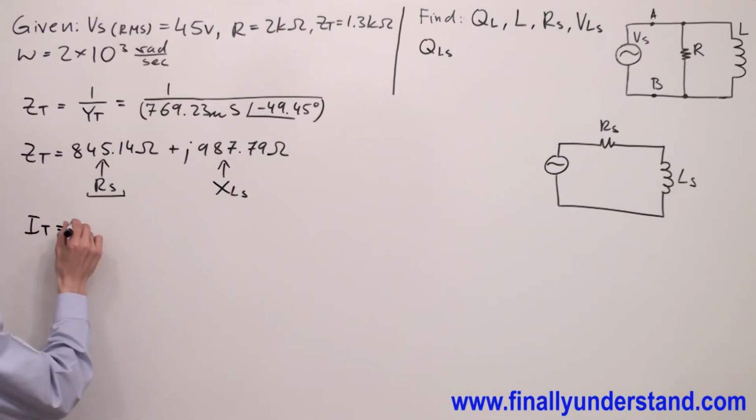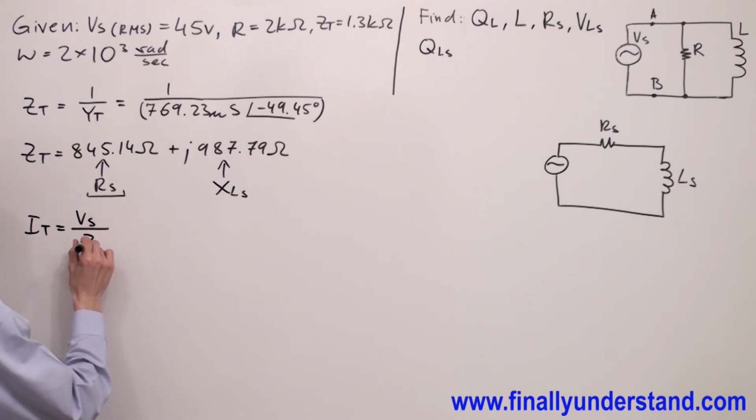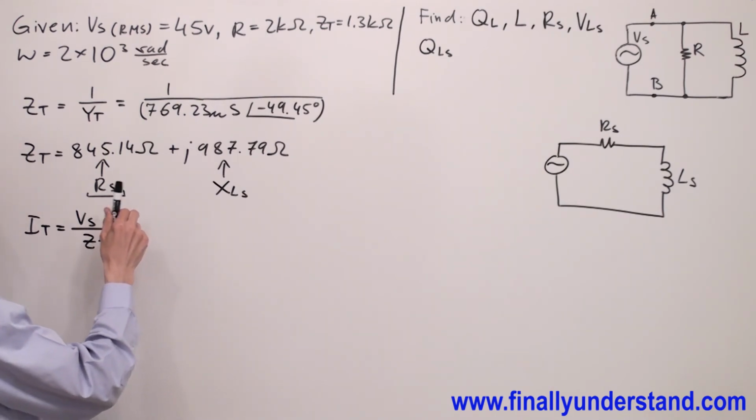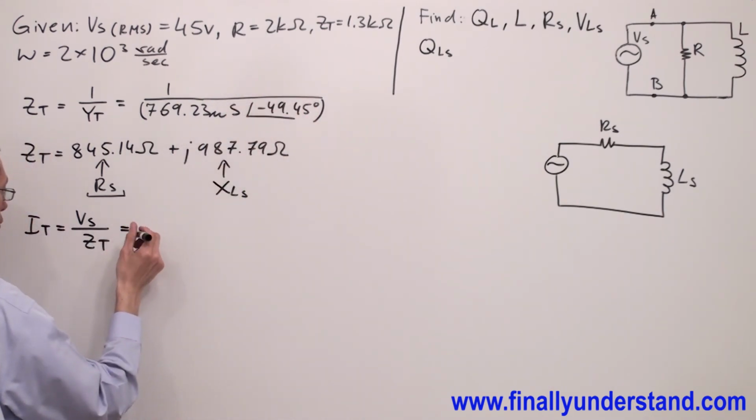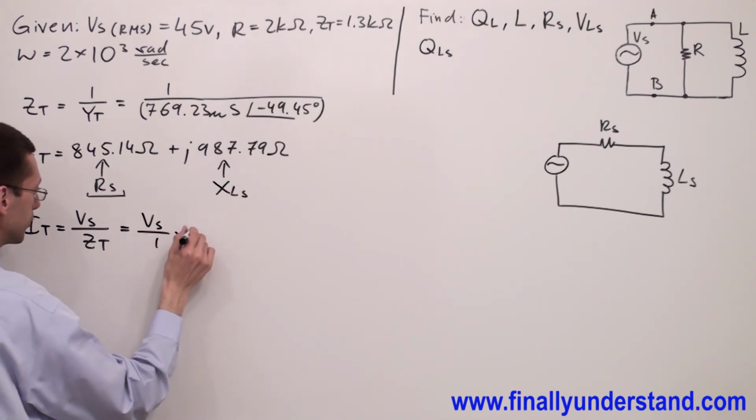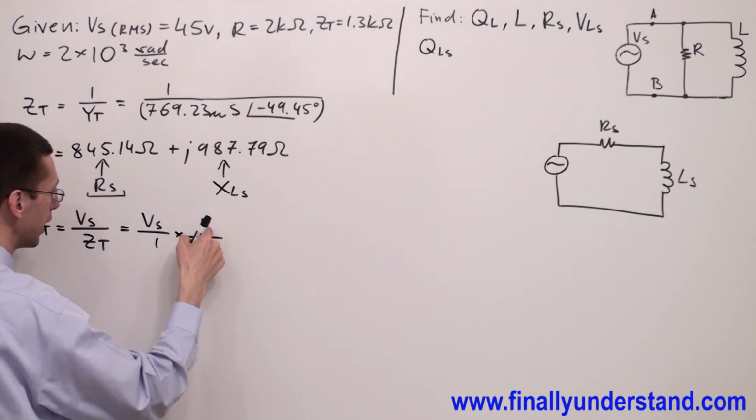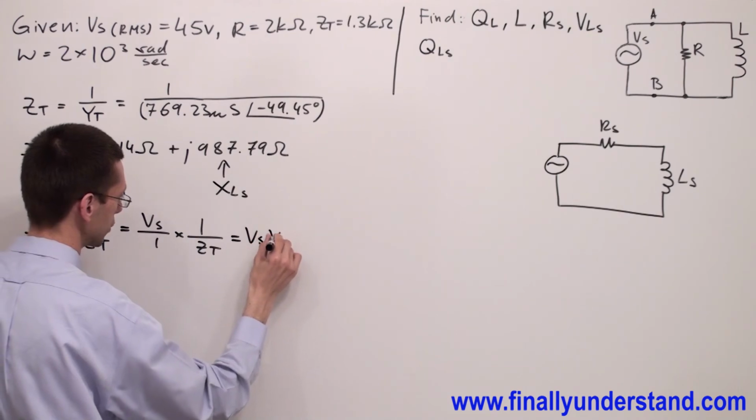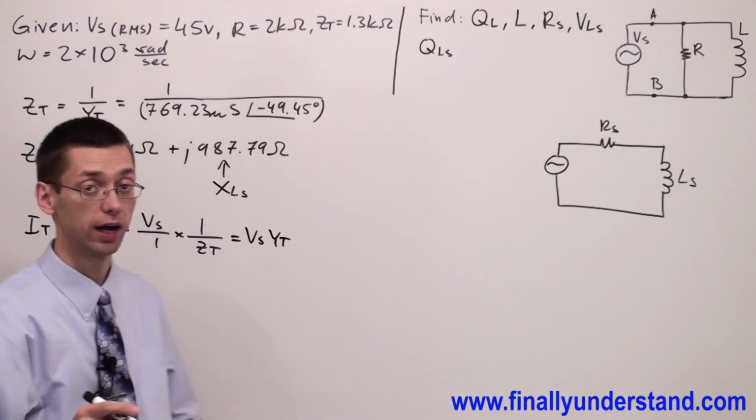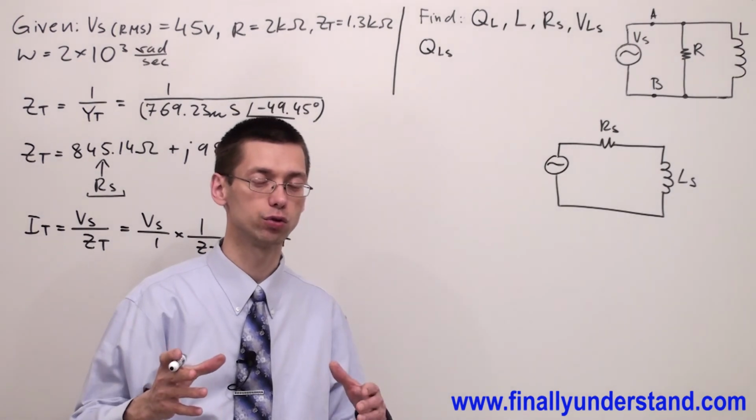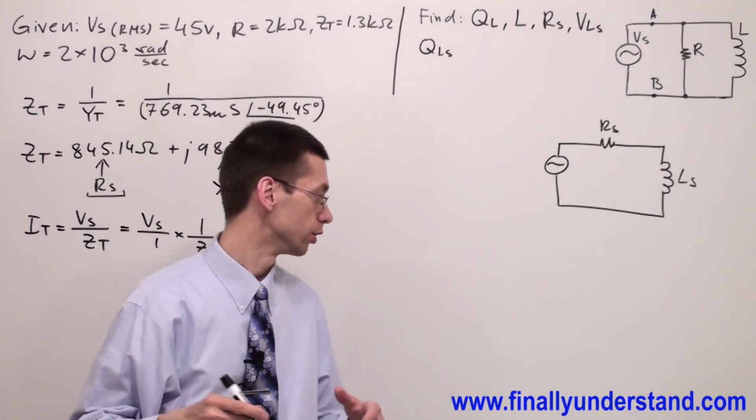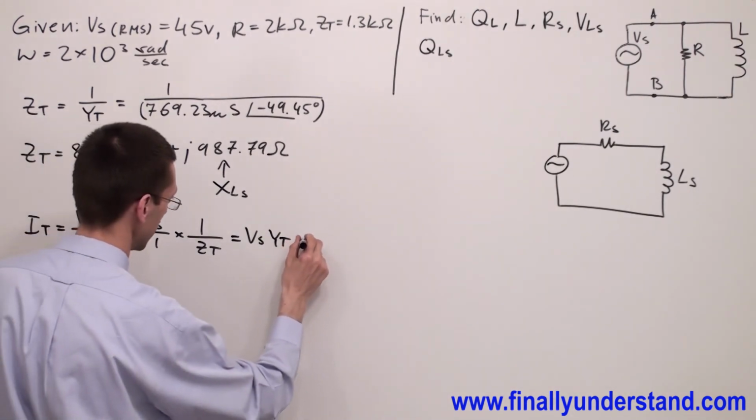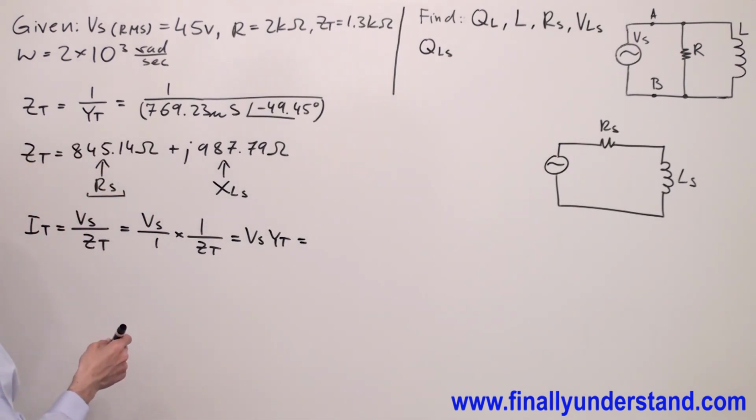I total is equal to voltage source over Z total. But as we said before, we don't have Z total with angle. So I'm going to write voltage source over 1 times 1 over Z total, where 1 over Z total is Y total. That's why I'm going to write voltage source times Y total. Someone is going to ask why you complicate so much. I want you to learn different techniques to solve currents, voltages, and impedances, admittances. That's why I use different ways to solve these problems.